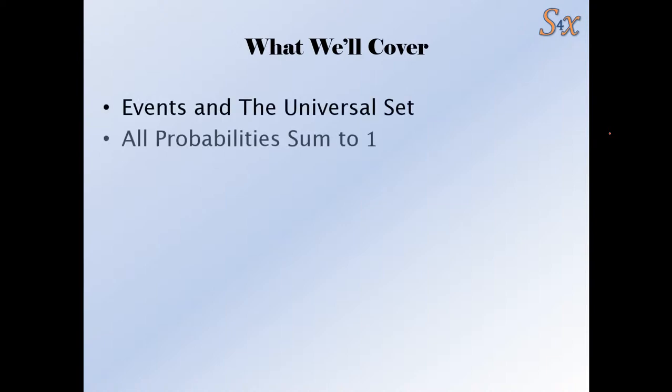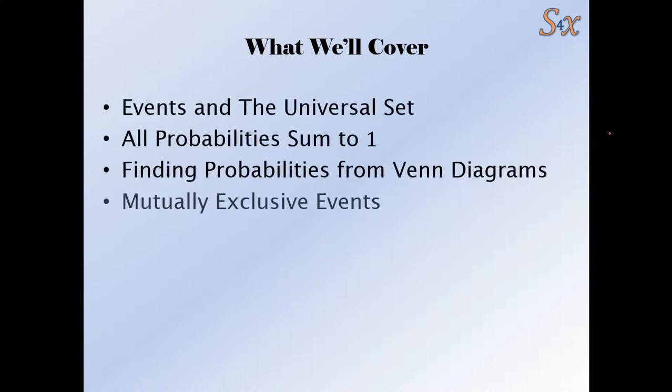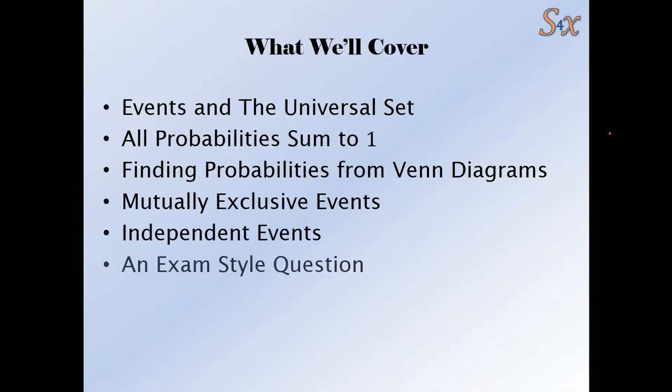So this is what we're going to cover. We'll talk about events and how Venn diagrams work and the universal set, which you might not have heard of before. So it's just a little bit of new notation and new language, basically. A bit about probabilities, how we get probabilities from the Venn diagram, and then we'll finish off with what we were saying before about mutually exclusive events and independent events and why they're so important. And as always, we'll throw an exam-style question in at the end so you can see what you'll be up against at the end of the year.